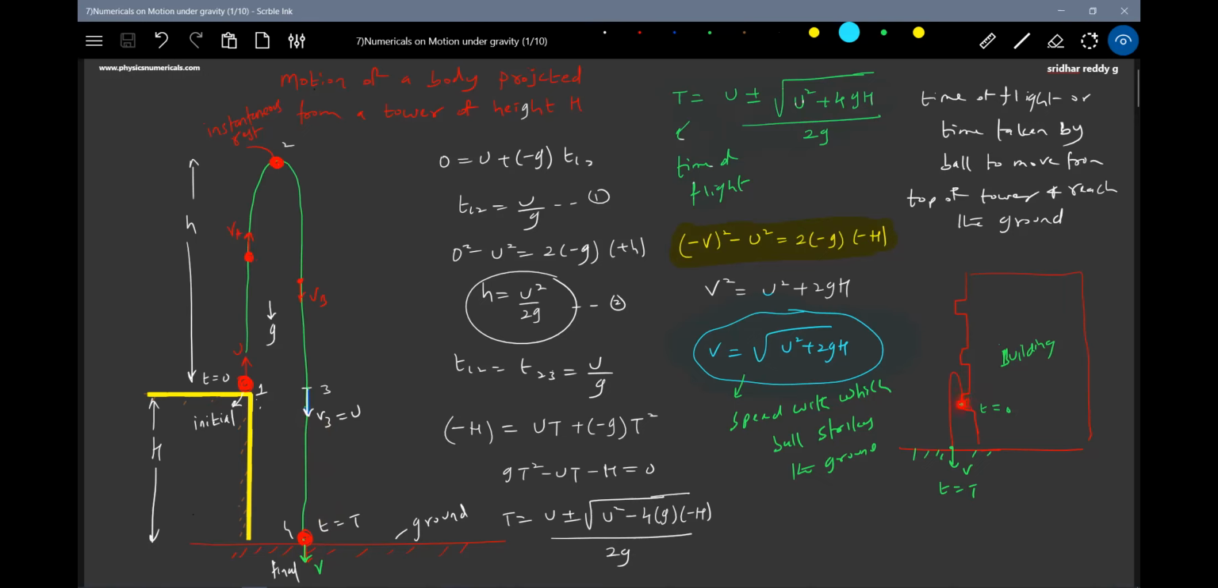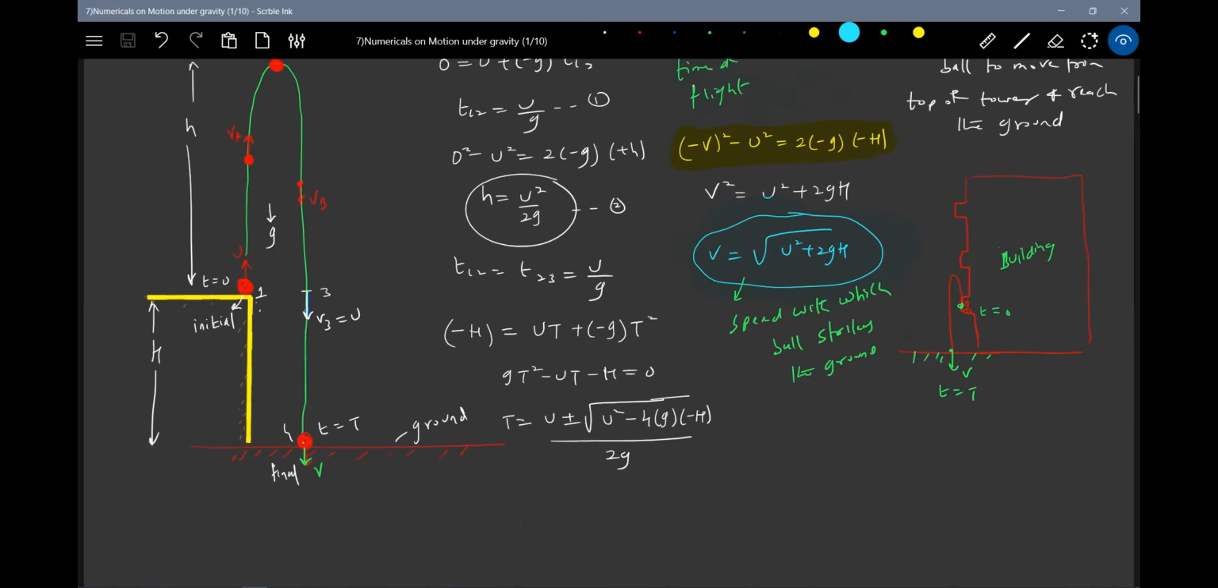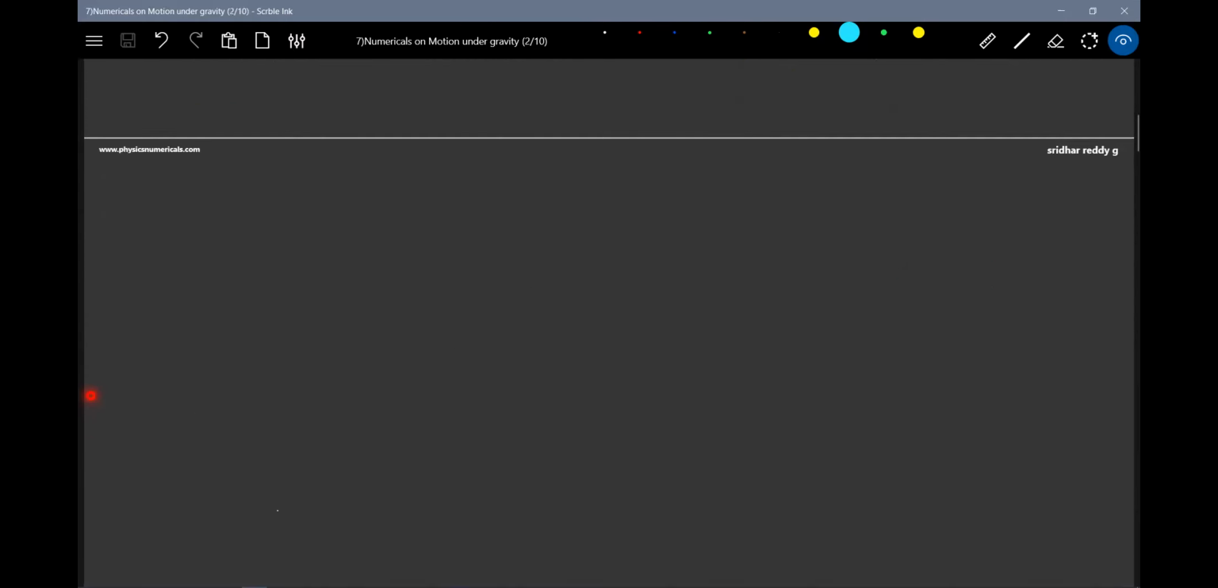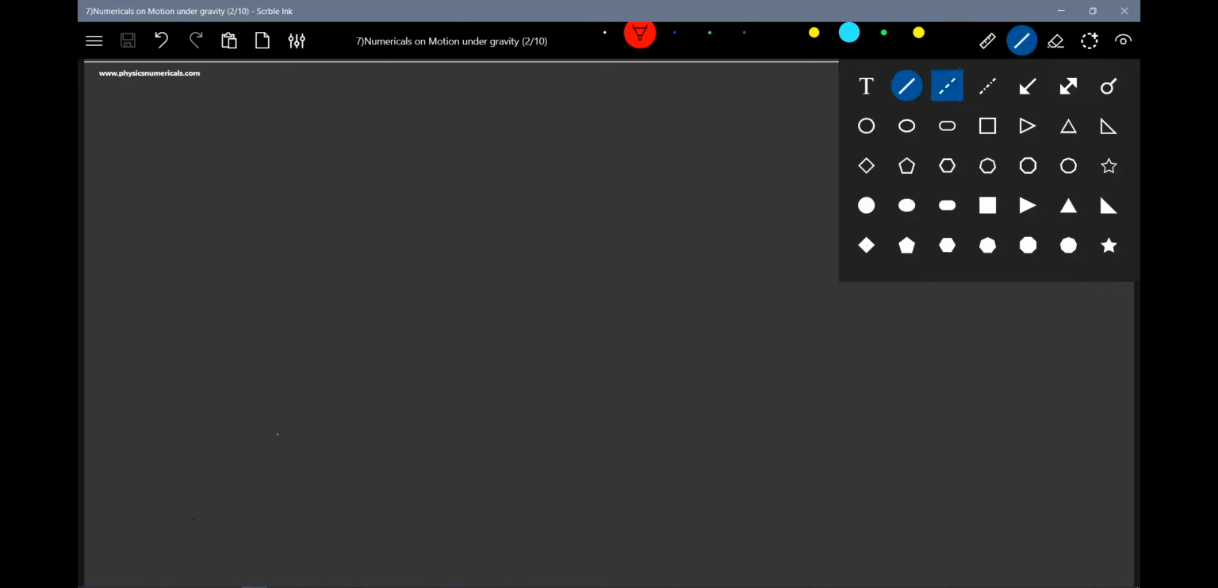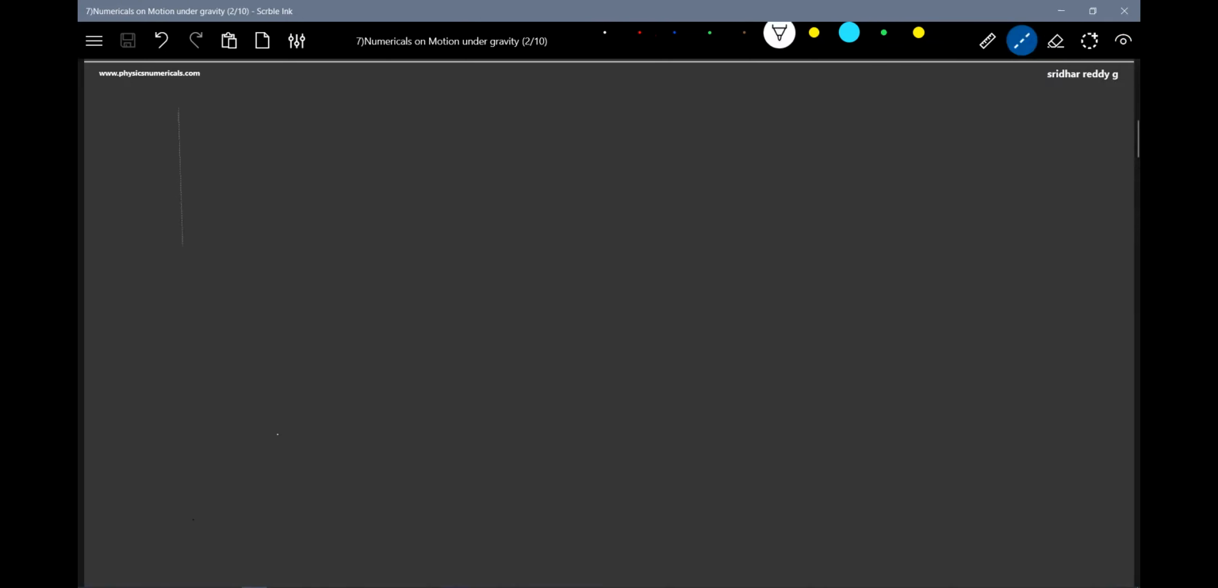You stand at the canopy, balcony, whatever you can call it, and from there you throw a ball. The ball will ascend. Again, it will pass through and then go and strike the ground. That particular motion of such a ball is what we are describing here. Okay, let's go for plotting of the graphs. First, I'm interested to plot the v-t graph.